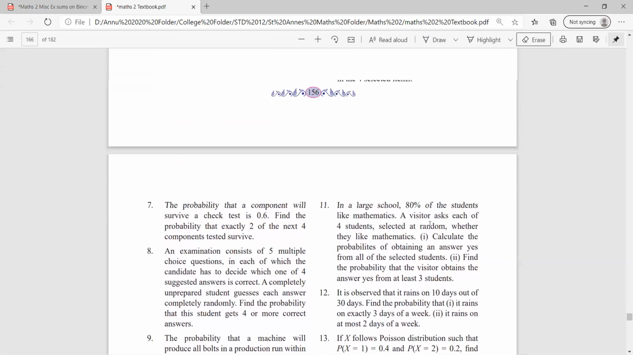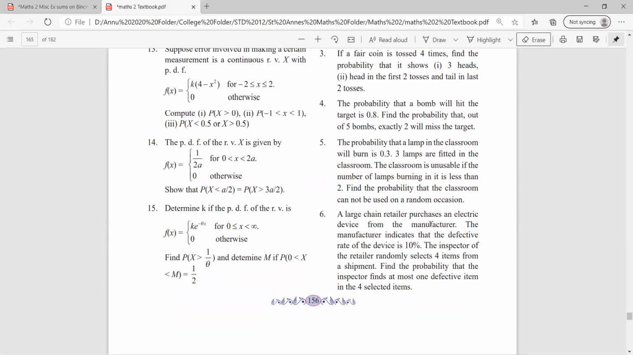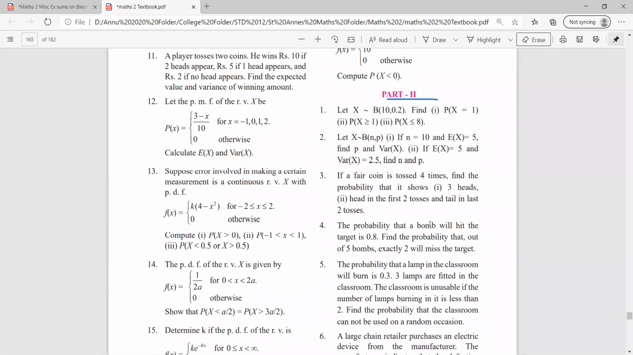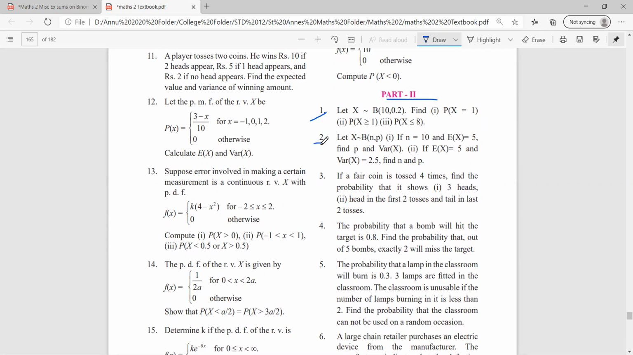So I hope the Poisson basic sums are clear to you all. Today we are not starting with the word problems. We'll just be focusing on the basic sums where the values are given and they are asking us to find out the values. Okay. Now coming to part 2, question number 1 and 2. Let's see which topic is it related to.